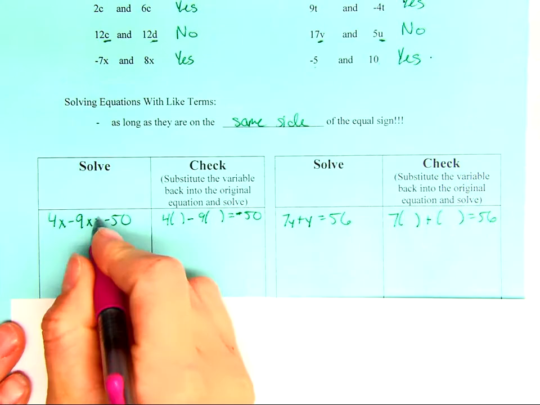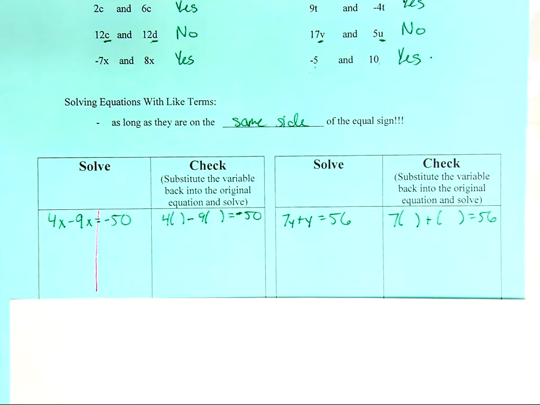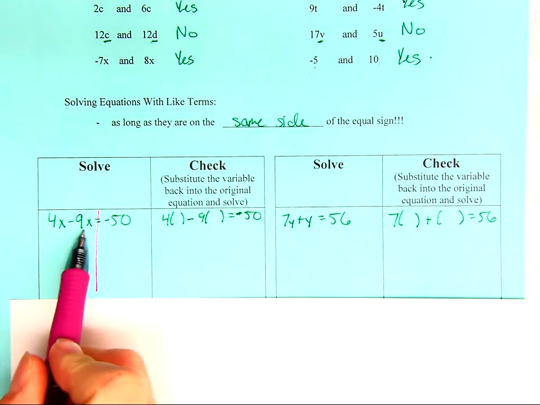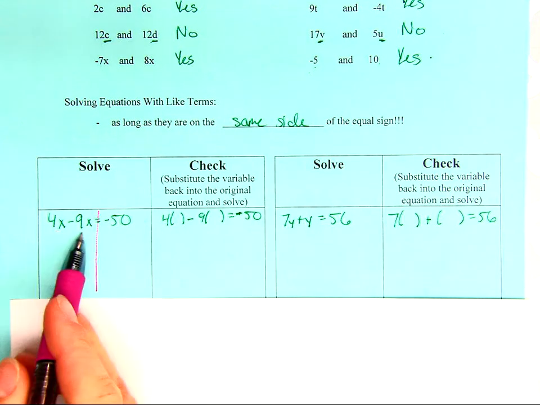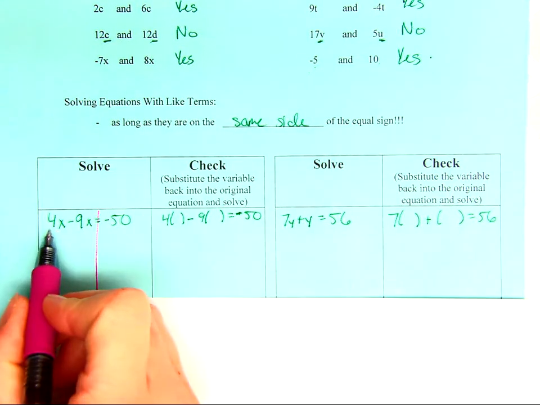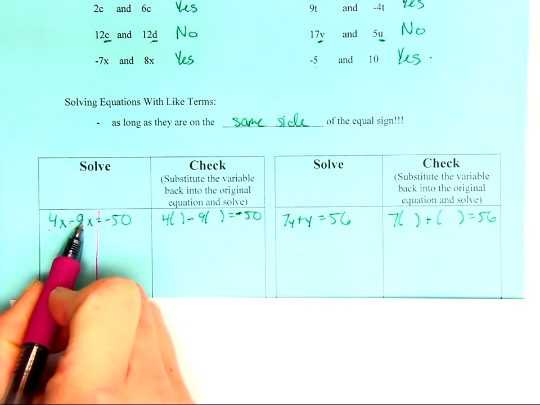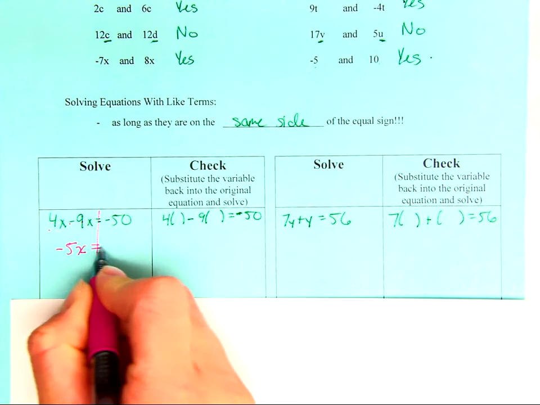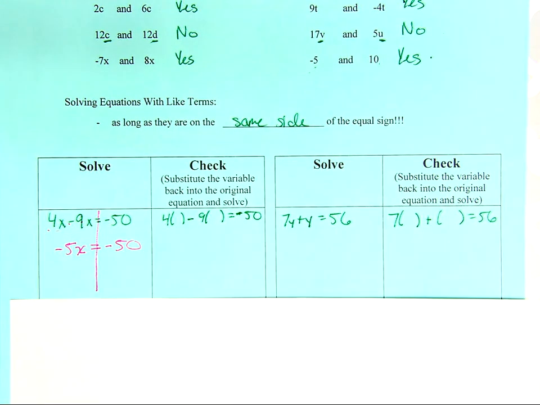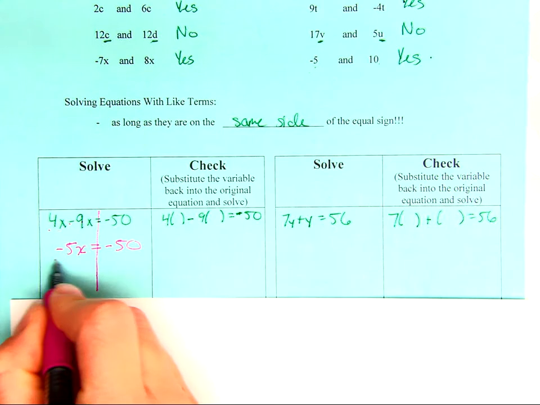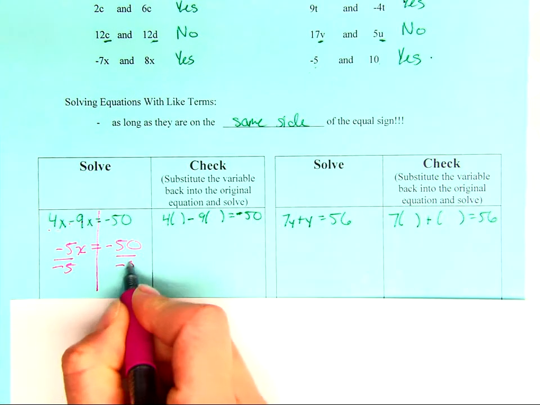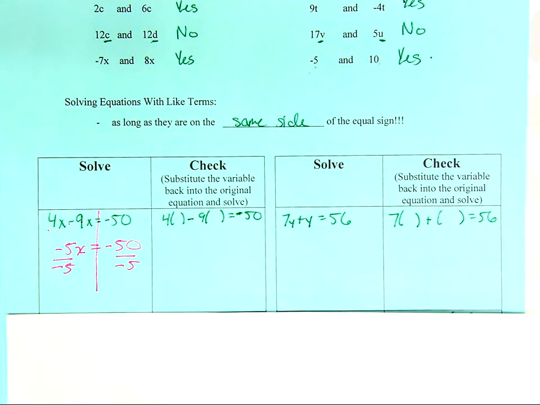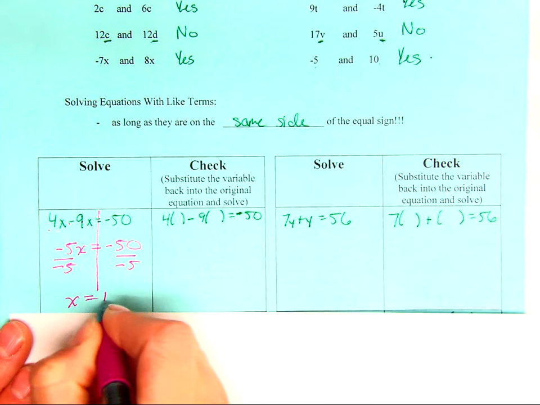So first, we're still going to draw our line down that equal sign just so we can clearly see our two sides. So we can see that this 4x and this 9x, they're on the same side and they're being subtracted, which means I do 4 subtract 9, which gives you negative 5x, and then our negative 50 still on the other side. We're going to divide both sides by negative 5 to get x is equal to positive 10.